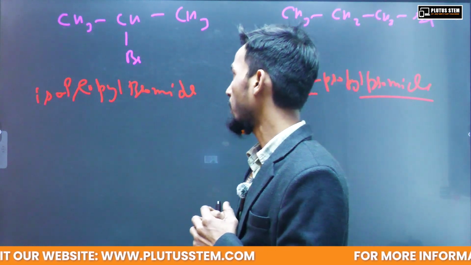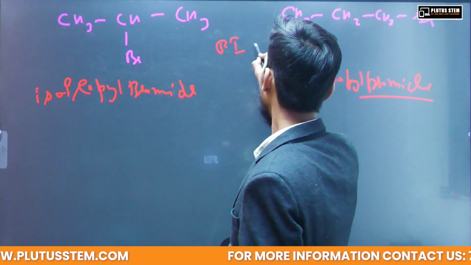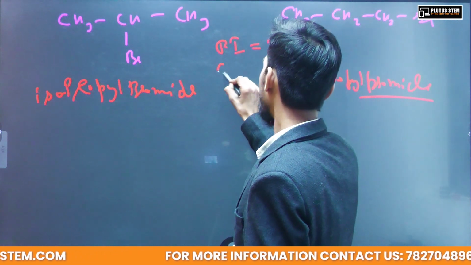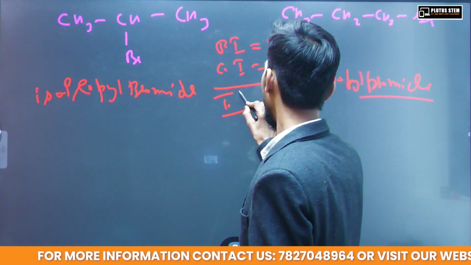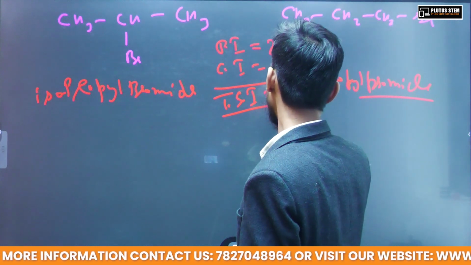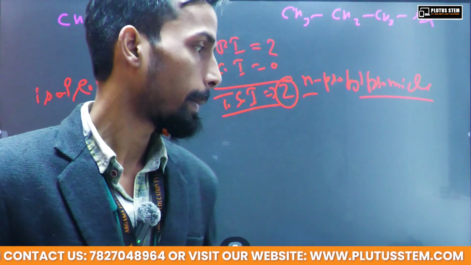How many structural isomers? Two structural isomers. And if you talk about the position isomers, that is 2, chain isomers, that is 0. Total structural isomers is going to be 2. This is the thing which we have seen in this. Clear?